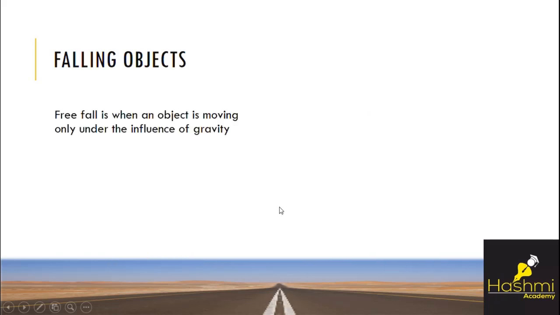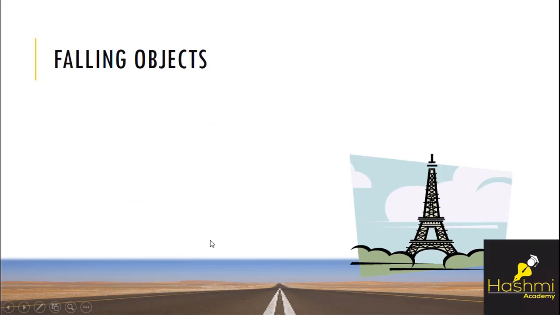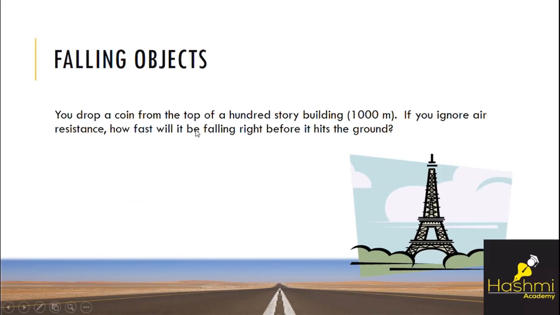This is so easy. A free fall is when an object is moving under the influence of gravity only. Only the gravitational force is going to change the motion of your object. In a vacuum, all objects fall with the same acceleration, so g is equal to 9.80 meters per second squared, down. If an object is thrown up, thrown down, or dropped, it has this magnitude of acceleration. For falling objects, you can drop a coin from the top of a 100-story building, say a height of 1,000 meters.